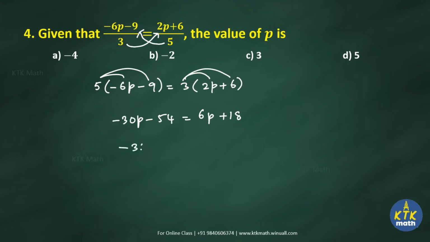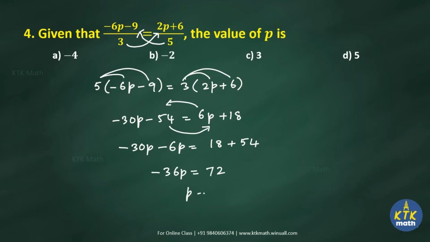So minus 30p, just 6p you bring it here, so it is going to be minus 6p, right? In the same way, this minus 54, when it transfers to the right hand side, is going to be plus 54. Now minus 30p minus 6p gives you minus 36p, and here you have 72. So multiply becomes divide: 72 by minus 36. When you cancel, you will get exactly 2, and the negative symbol is there. So your answer is option B, minus 2.